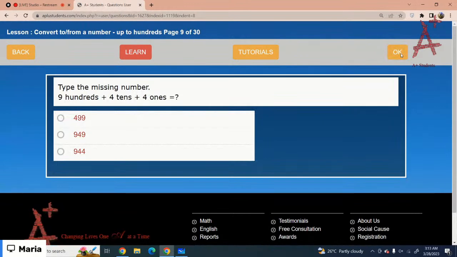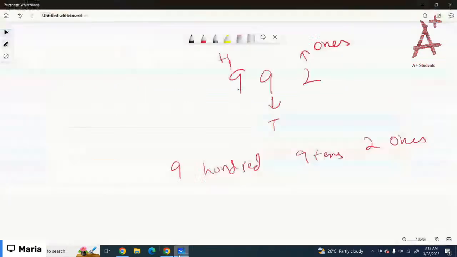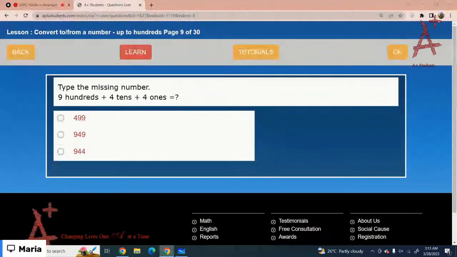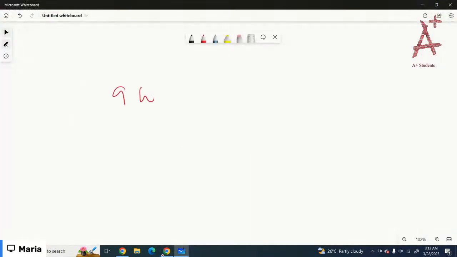The next one is type the missing number: 900, 4 tens, and 4 ones. When you have questions like this, you just need to know the place values. The ones digit is always the last, the rightmost one. Then you have to add 4 to the rightmost. It would be 900, 4 tens, 4 ones.